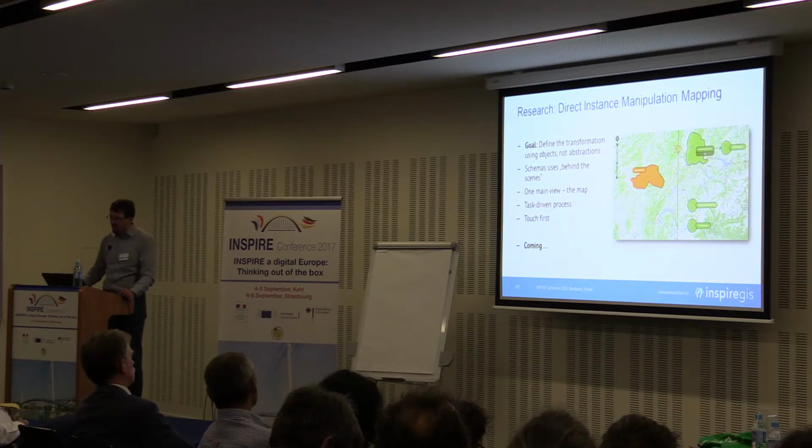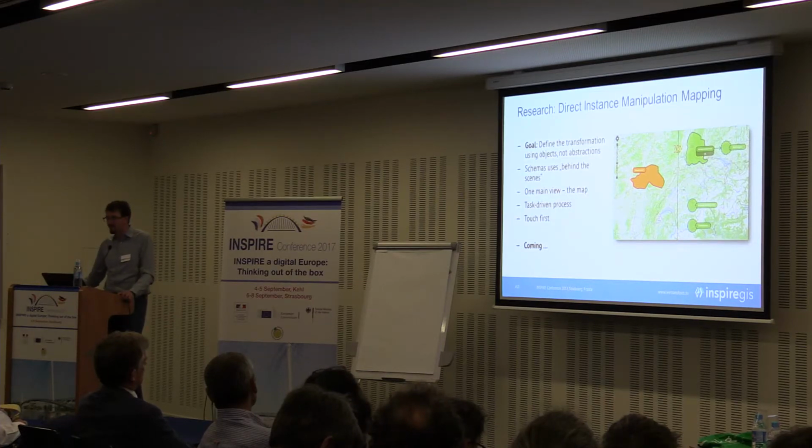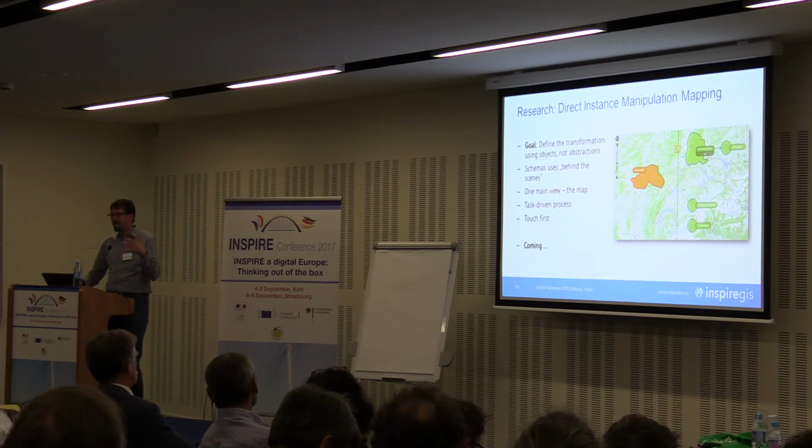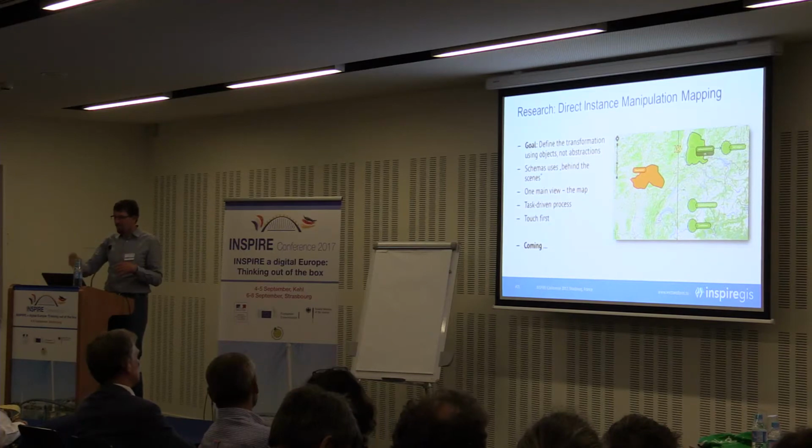And the final thing, that's for me personally the most interesting one, but it's also the one that's still a bit out, because to get this to work completely is quite a challenge, is what we call direct instance manipulation mapping. Quite a lot of engineering applications today actually enable you to work without abstractions where possible. That means you don't work on the schema, you actually work on the object. But it's still schema driven. So that's the difficulty here, to allow you to just manipulate an object.